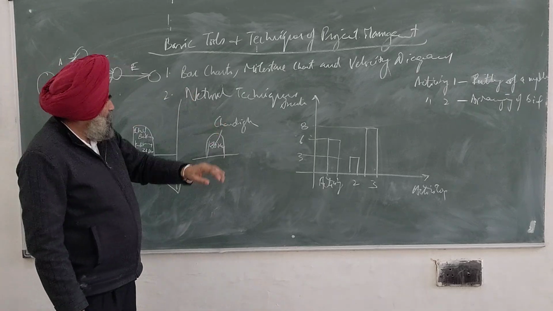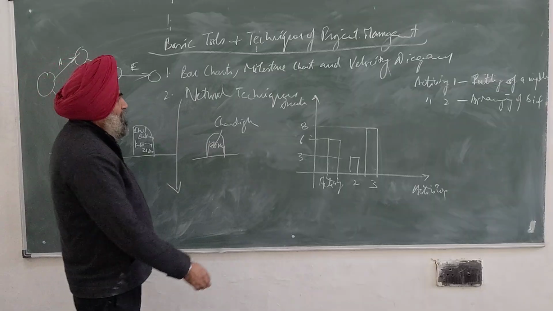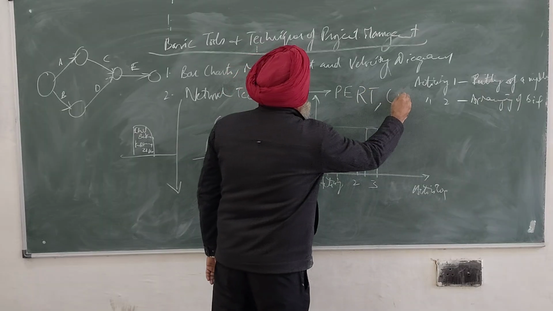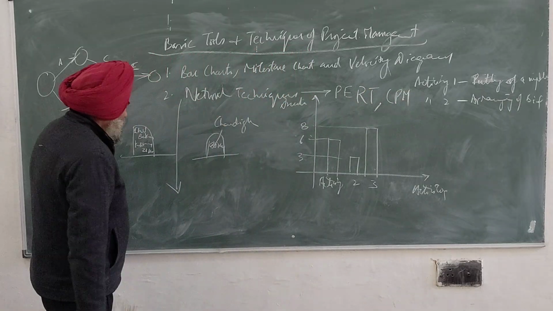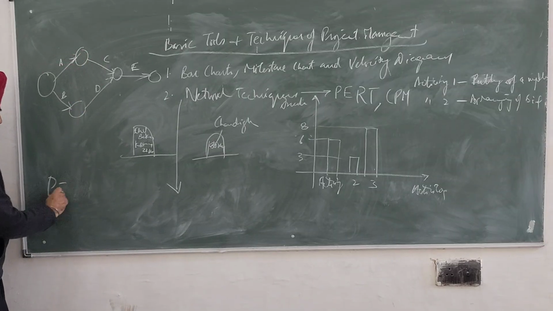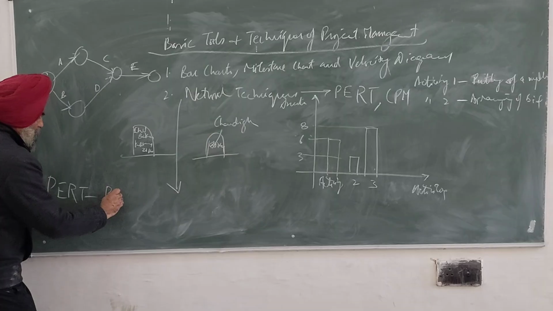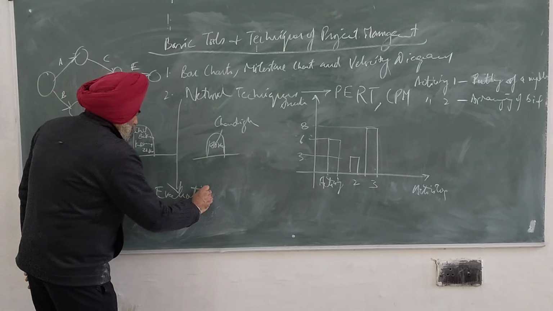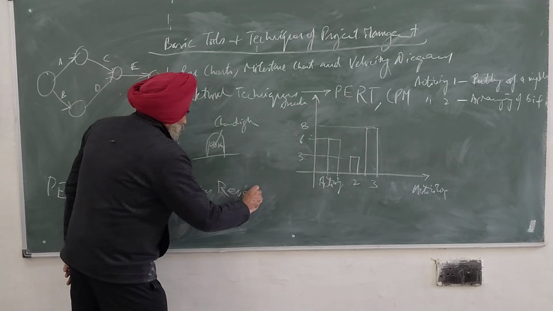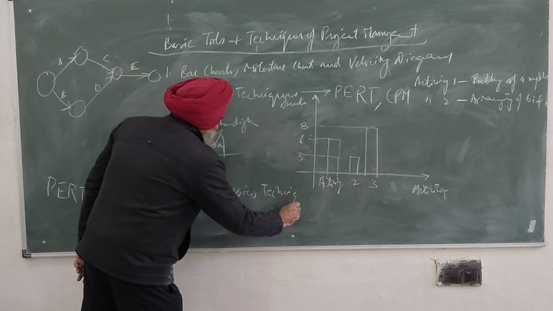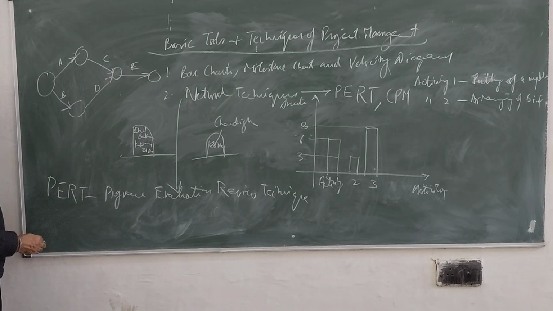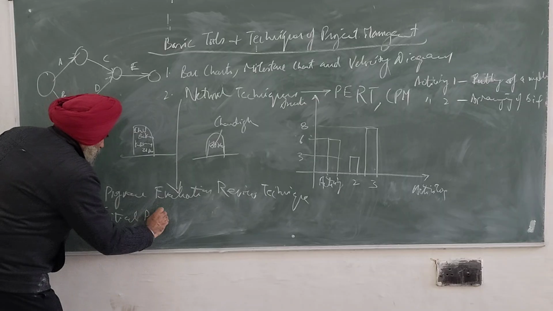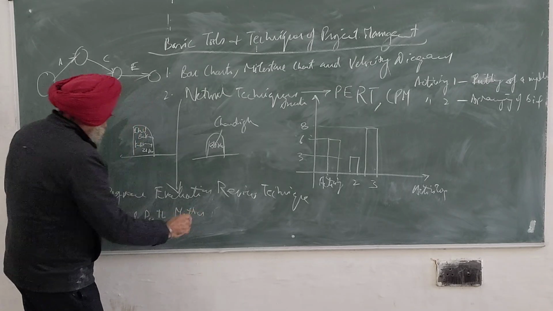For solving the network, in network technique or network model, we have 2 types of techniques. One is known as PERT, another is known as CPM. What is there in a PERT? PERT is known as Program Evaluation Review Technique. I will deliberate on this one. We'll discuss in a single minute what PERT is and what CPM is. CPM is called Critical Path Method.